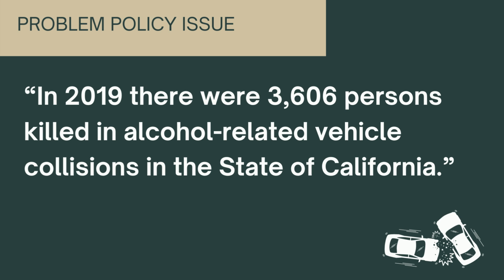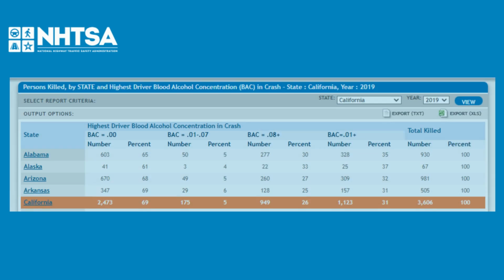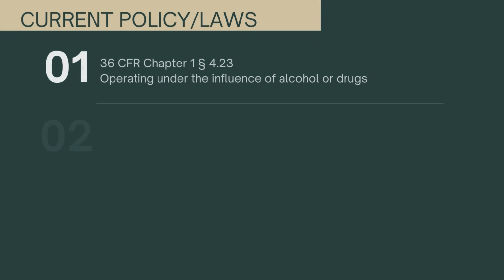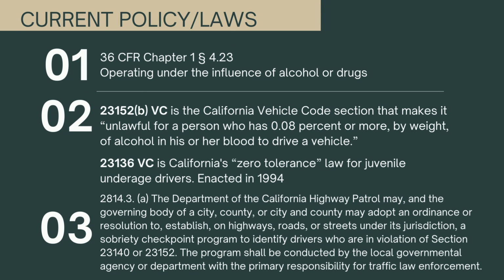These include tangible economic costs, including legal expenses, medical costs, and emergency services. So that information is coming from the National Highway Traffic Safety Administration. They are a part of the United States Department of Transportation. They also have the data on the number of vehicle collisions that resulted in fatalities for each state, as you can see here. There are a variety of current policies and laws related to this problem.